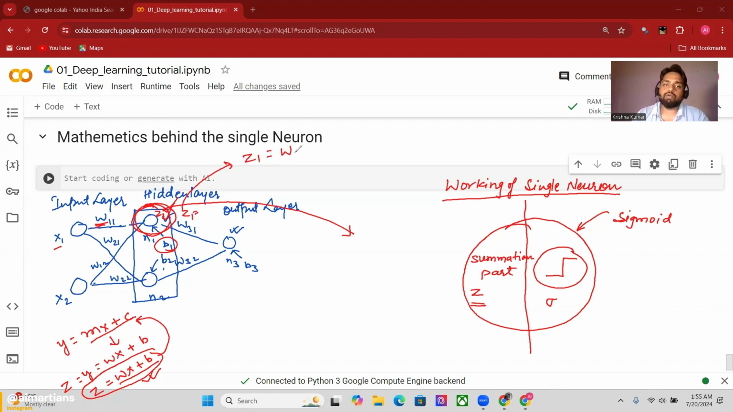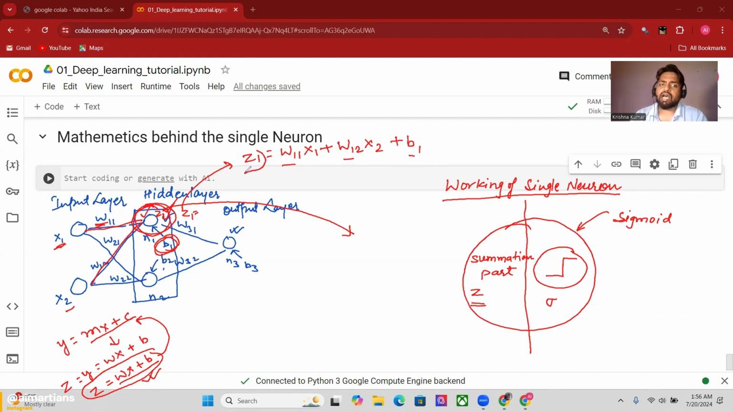z1 basically uses w11 multiplied by x1, because x1 is supplied to this neuron. See, this is the line. Similarly, plus w12, which is supplied to the same neuron, multiplied by x2, and then we have b. Yesterday I told you one thing: weight and bias are random values provided by the neural network initially. Keep these things in mind.